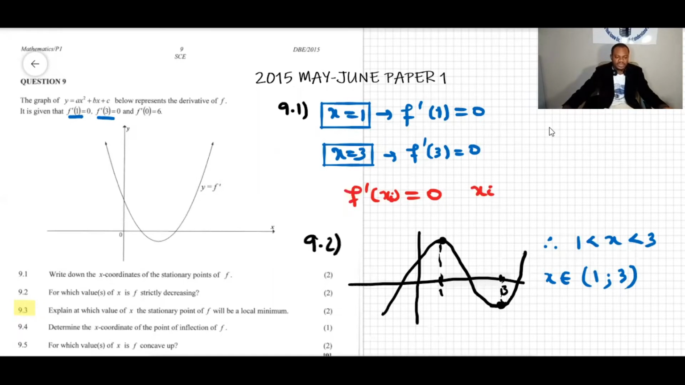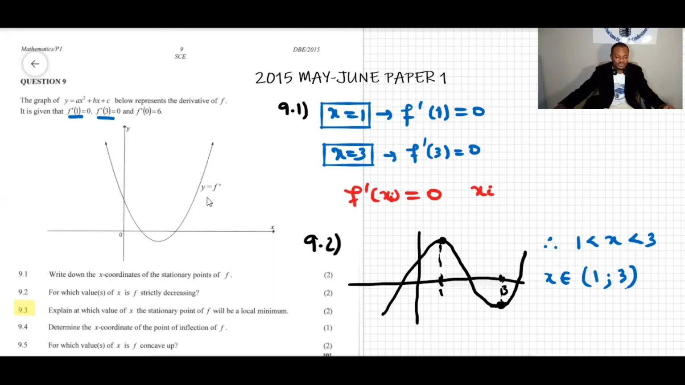We have question 9 here. The question says the graph of y equals ax squared plus bx plus c below represents the derivative of f. So this is the graph of y that represents the derivative of f. Now it is given that f prime of 1 equals 0, f prime of 3 equals 0, and f prime of 0 equals 6.